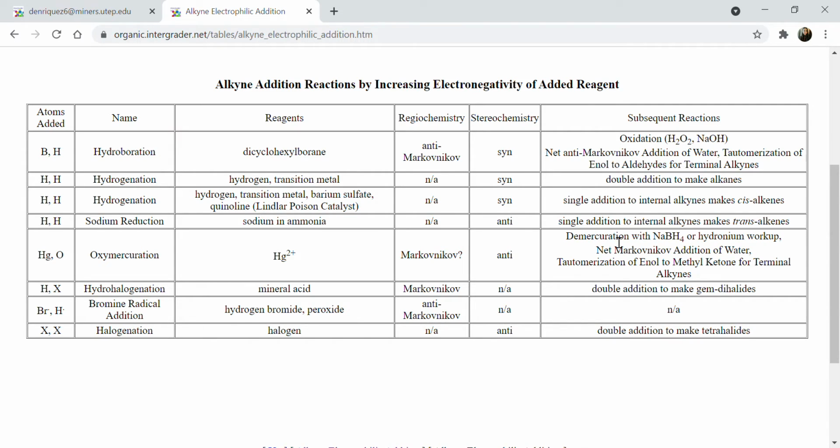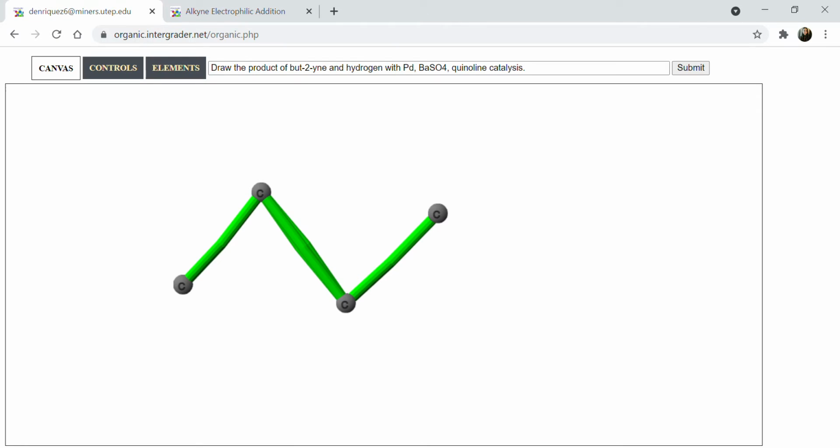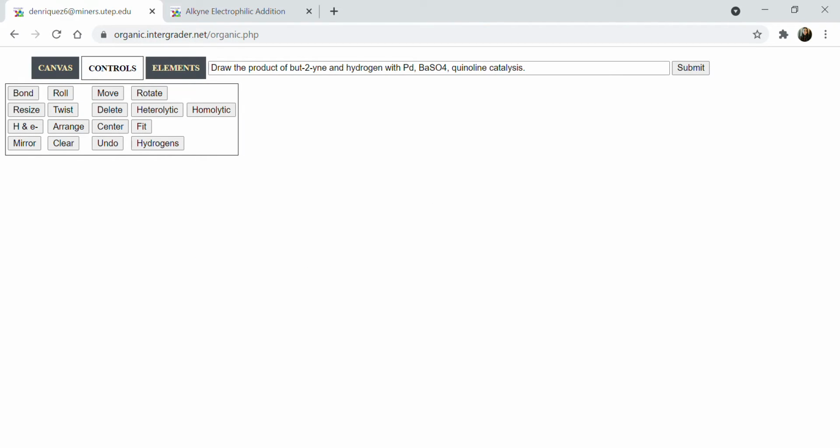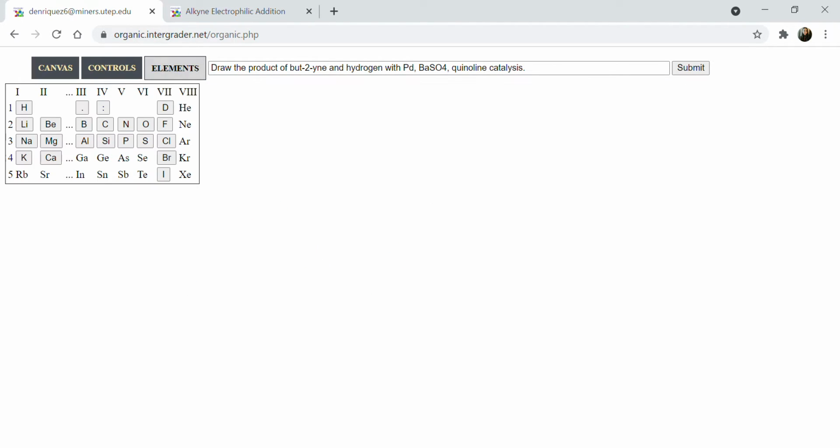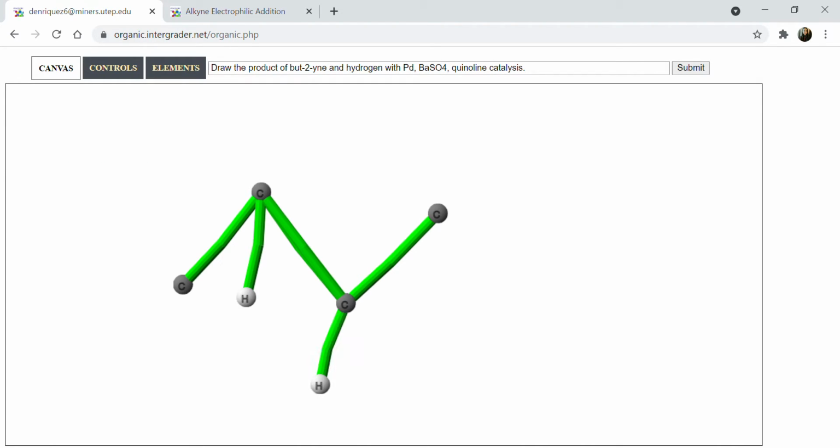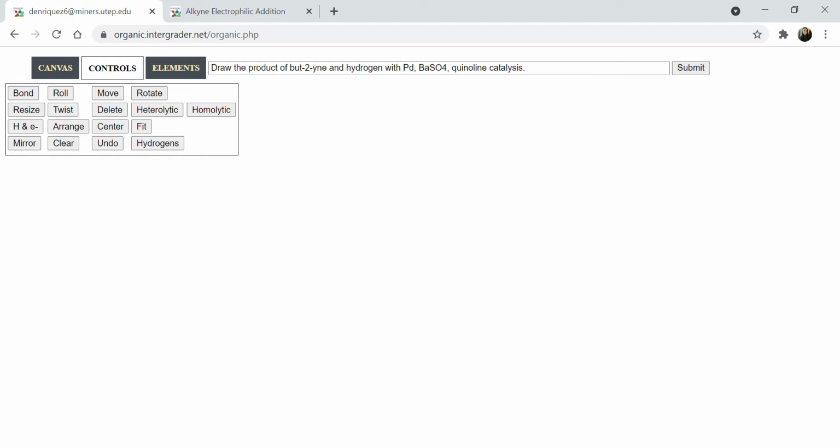So all I'm going to be doing is adding hydrogens to make it a cis alkene. So I'm going to keep the double bond, remove one of those bonds that I just did, and I want it cis, so that means that I want those methyls at the same side.